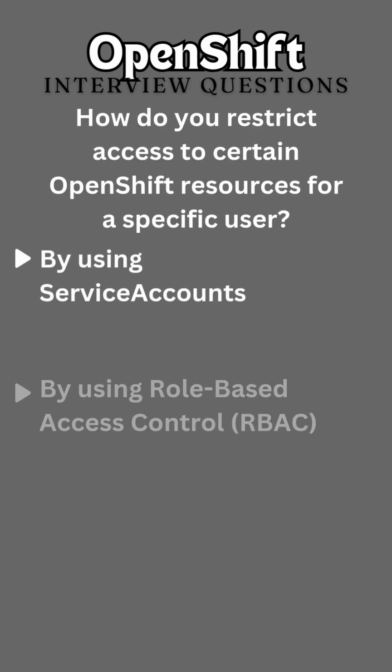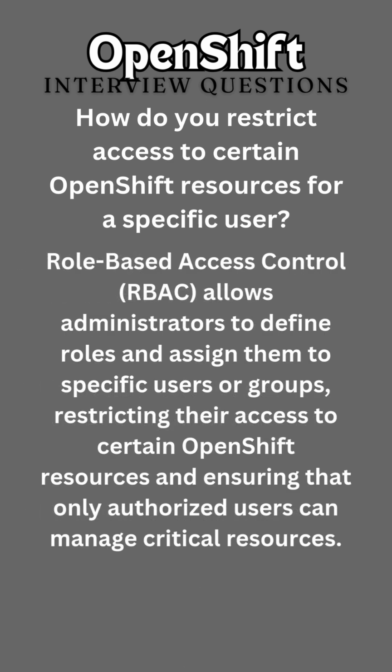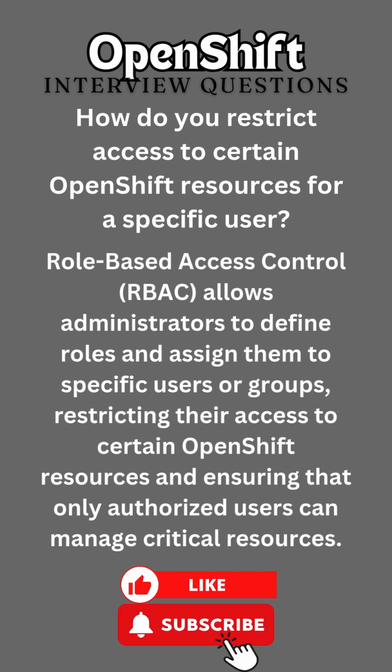How do you restrict access to certain OpenShift resources for a specific user? Role-based access control, RBAC, allows administrators to define roles and assign them to specific users or groups, restricting their access to certain OpenShift resources and ensuring that only authorized users can manage critical resources.